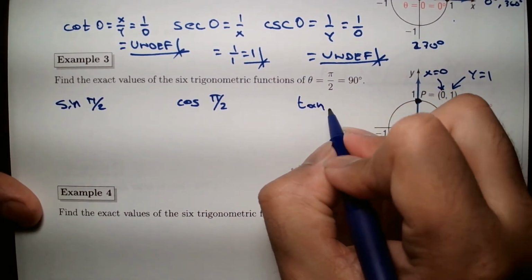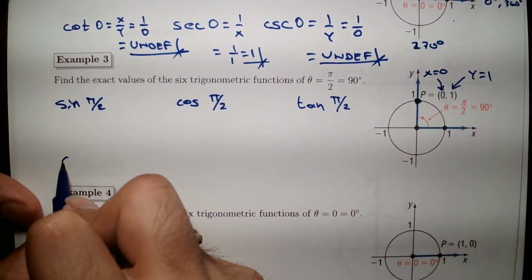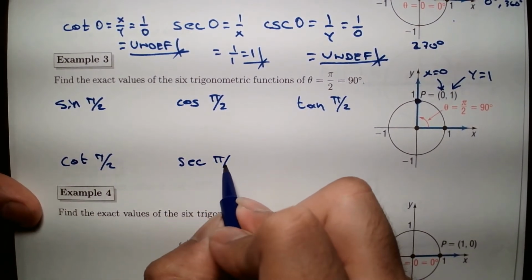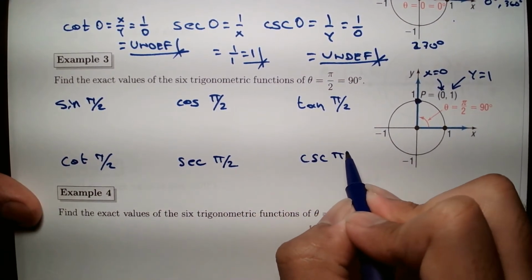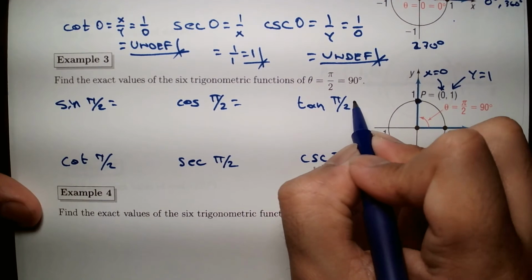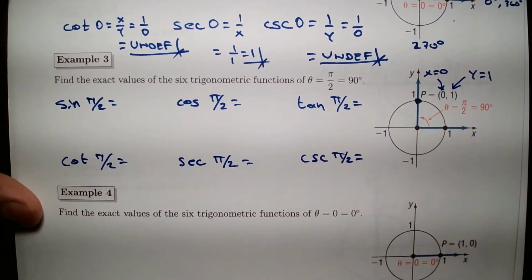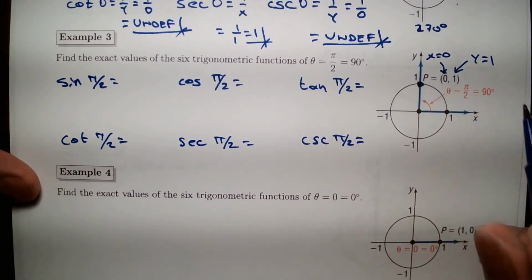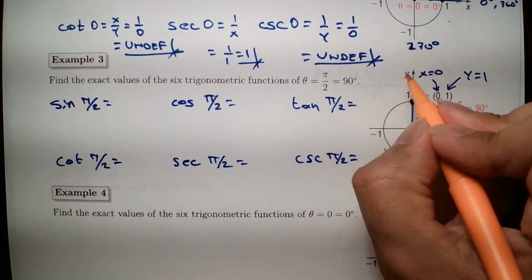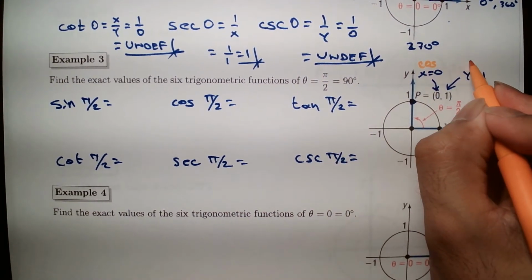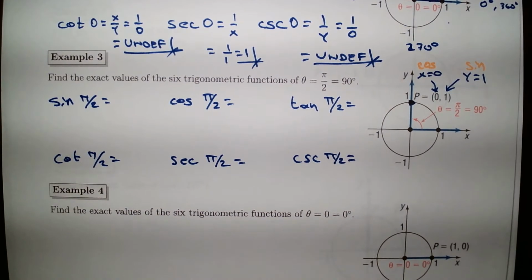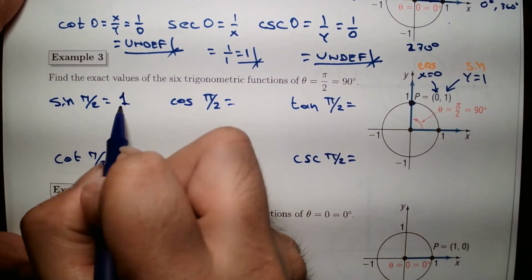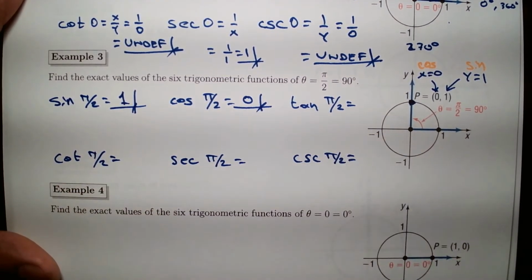And tangent pi over 2, cotangent pi over 2, secant pi over 2, cosecant pi over 2. And let's find out what those actual values are. So in this case, x, as usual, is linked to cosine, and y is linked to sine. So the first two are actually answered from this value. Sine equals 1 and cosine equals 0.